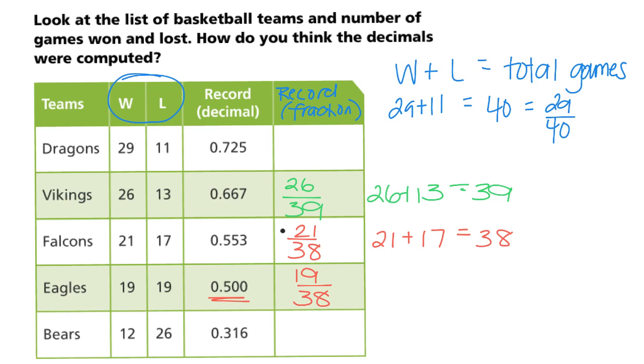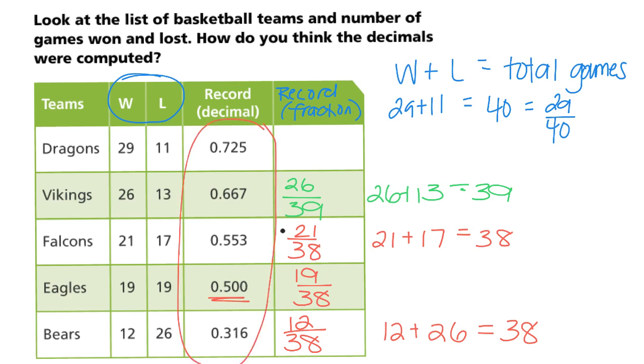And the Bears, if you add 12 plus 26, that gives you a total of 38. And that means that they won 12 games out of 38. And if we were to put that in a calculator, it would give you a record of 0.316. Now, if we were to determine who was in first place and who was in last place, we would look at the record or the decimal. Okay?